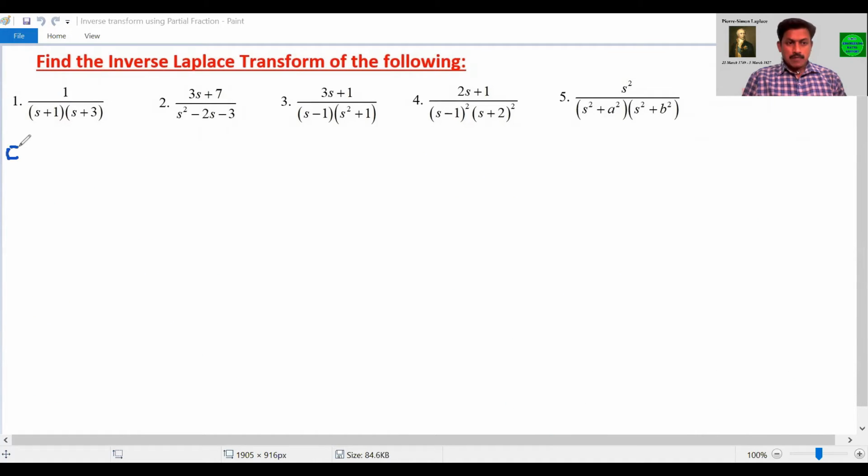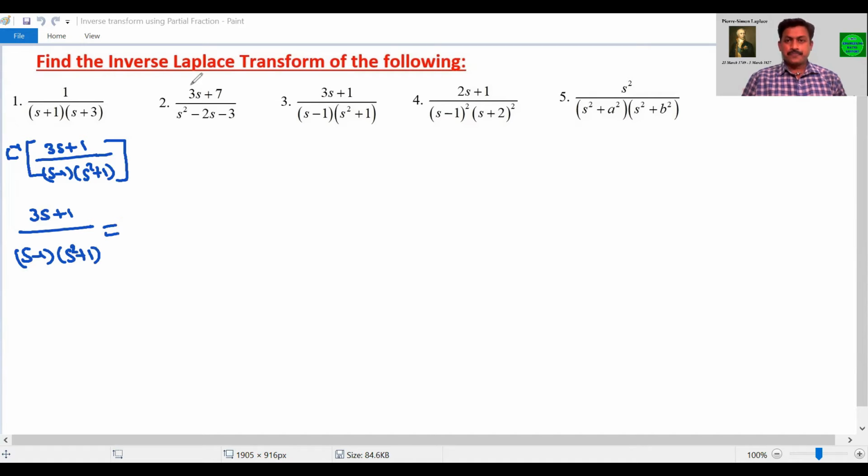Next problem, L inverse of (3s + 1) divided by (s - 1)(s square + 1). If you observe the term, you cannot apply the standard formulas directly. Using partial fraction, I can write this term as (3s + 1) divided by (s - 1)(s square + 1). How to write the partial fractions I have explained in our video. The link I have given in the description. Kindly go through the link to learn how to write the partial fraction.